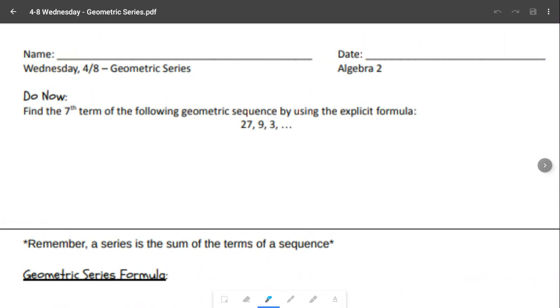So there's a do now, so why don't you pause the video already and give it a shot, and when you're ready, press play.